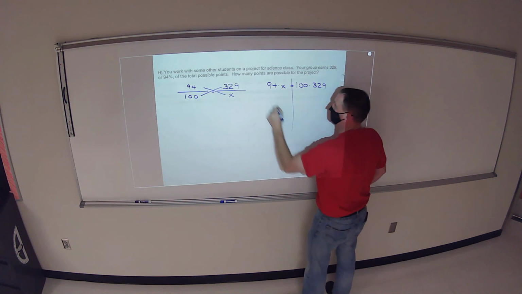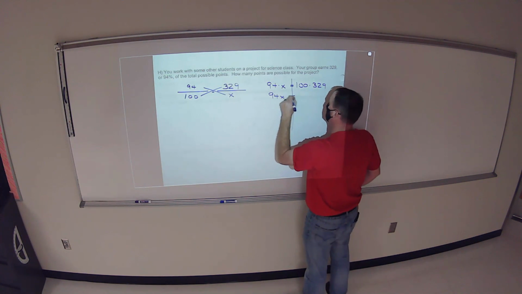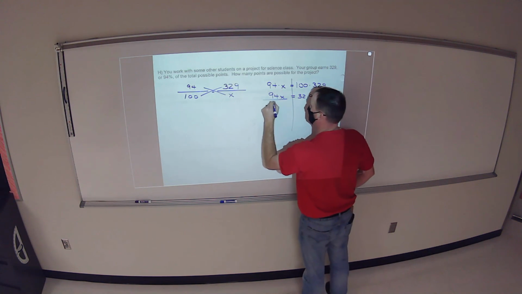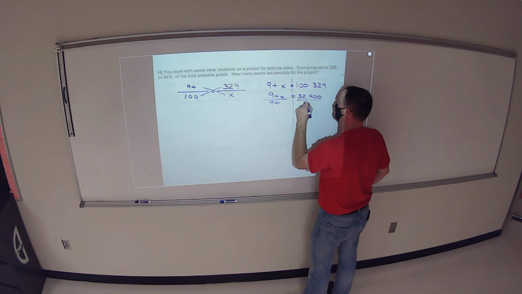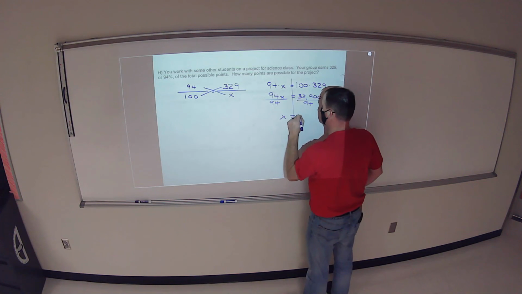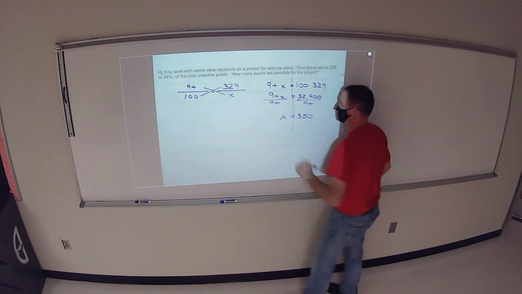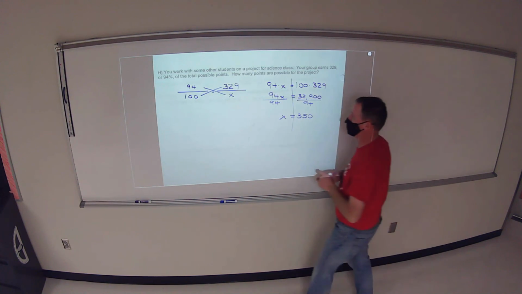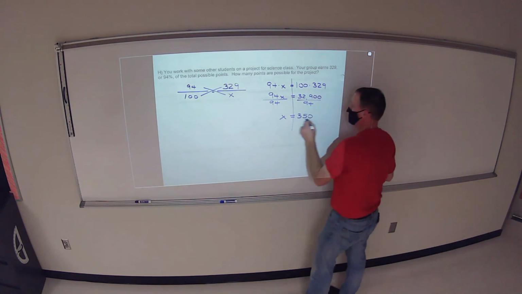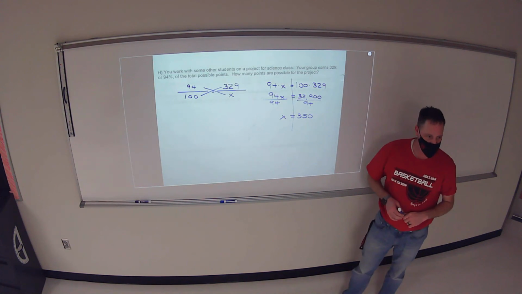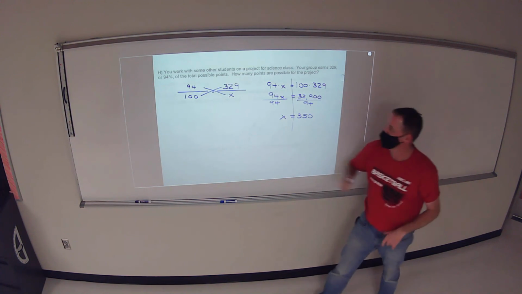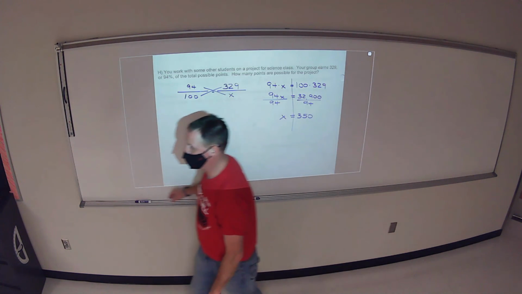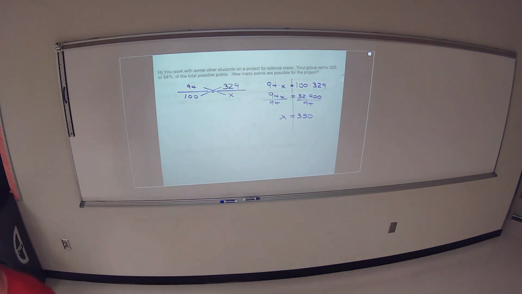So now what we have is 94x is equal to 32,900. And if we divide each side by 94, then x should turn out to be 350. And again, if I'm going to double check this, I'm going to take 329, divide that by 350, and it should give me 0.94, because that's my 94% written as a decimal.